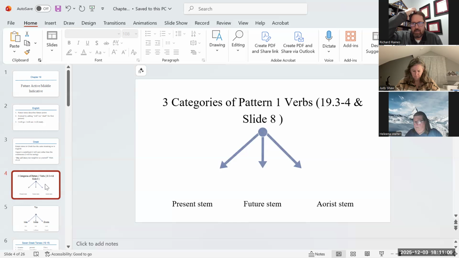Sometimes we use the words root and stem interchangeably. They're not exactly interchangeable, but we tend to use them that way. So verbs in Greek follow four patterns, and this week we're focusing on pattern one. Now, what is pattern one? Pattern one is a verb whose root is not altered when you form the present tense stem. That means that the root, the present tense stem, and the future tense stem are identical. So in a pattern one verb, you have the same root for the present, the future, and the aorist.